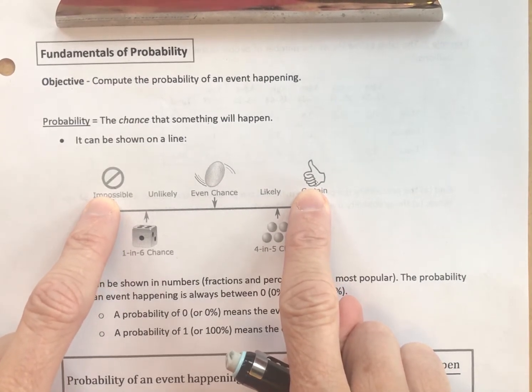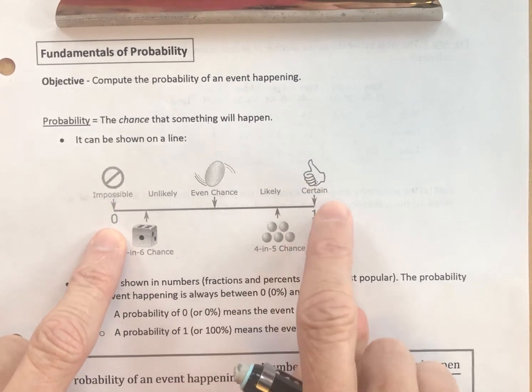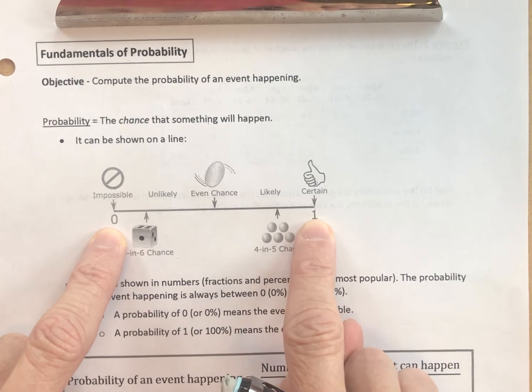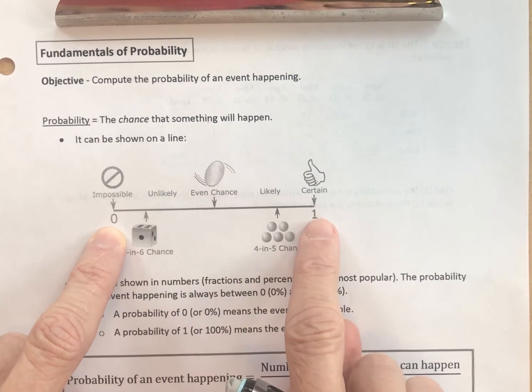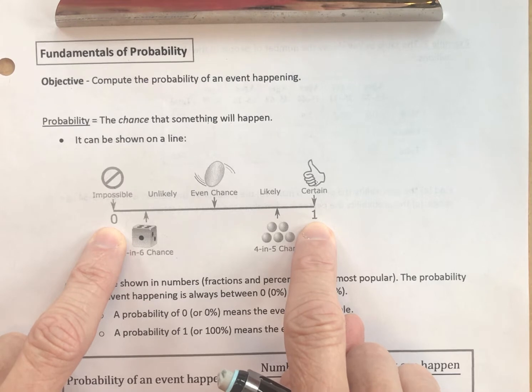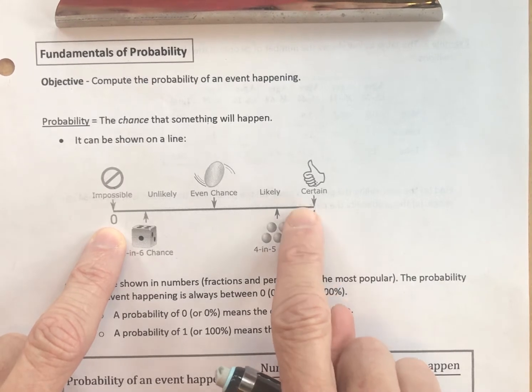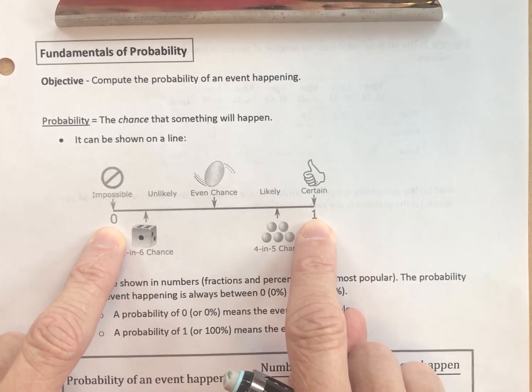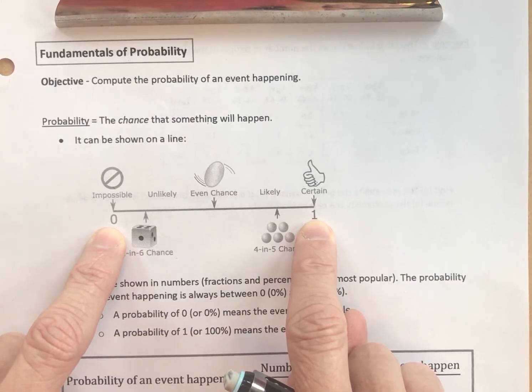Now, in numbers or fractions, that goes from 0 to 1. So probability is never less than 0. There's no such thing as negative probability. And if something is certain to happen, the probability of certainty is a 1, which stands for 100%. There's no chance that the probability is greater than 100%, because there's no such thing as something having a greater than 100% chance of happening.